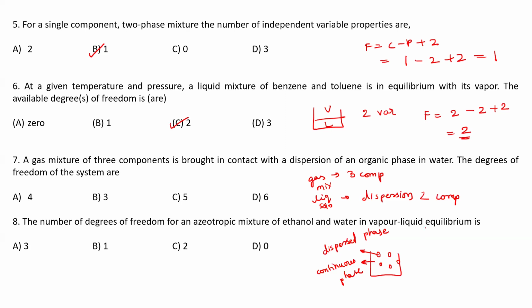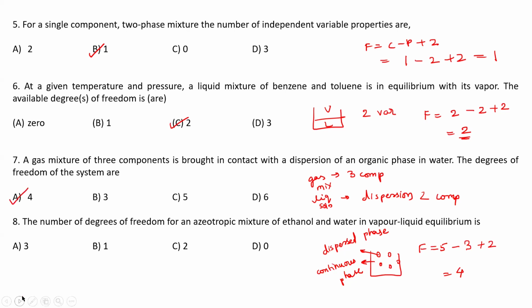Now, what is the degrees of freedom? F is equal to, completely 5 compounds, 5 minus how many phases are there? This is a gas mixture, phase 1 is there. And in this also, as I told, dispersion, this is one phase, this is one phase, two different phases. So completely 3 phases are there, plus 2. So what we get is 4. Okay. This one.